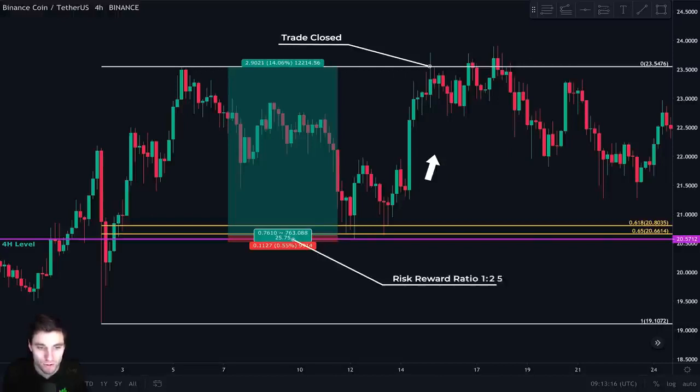We risked 1 to make 25 times more, meaning that if we risked $100 on this trade, we would have made $2,500. So we risk a little to make a lot. As you can see, trading is not hard if you know what you are looking for.